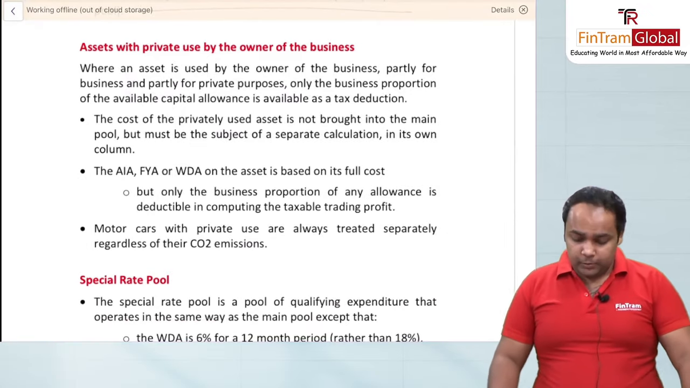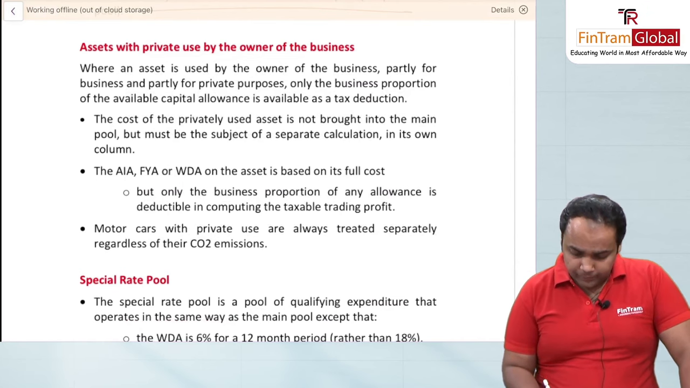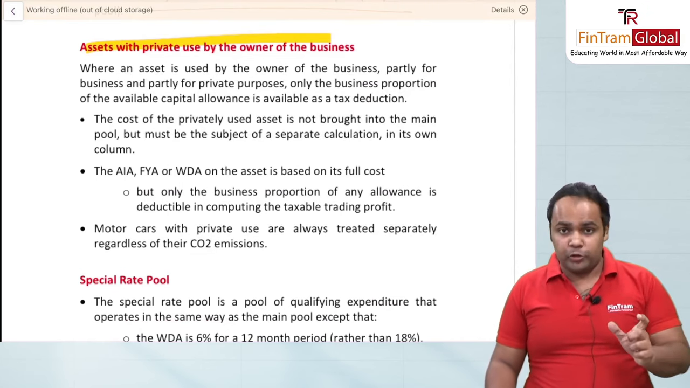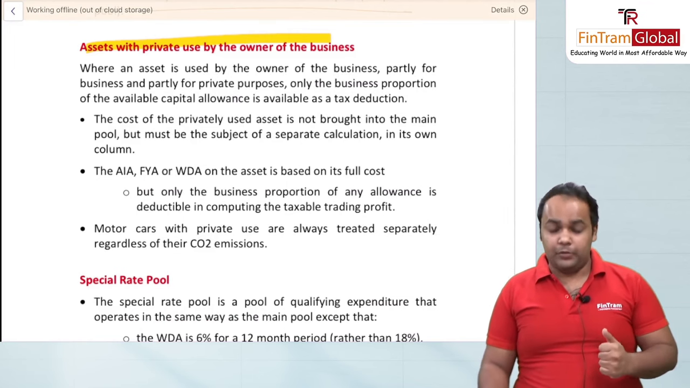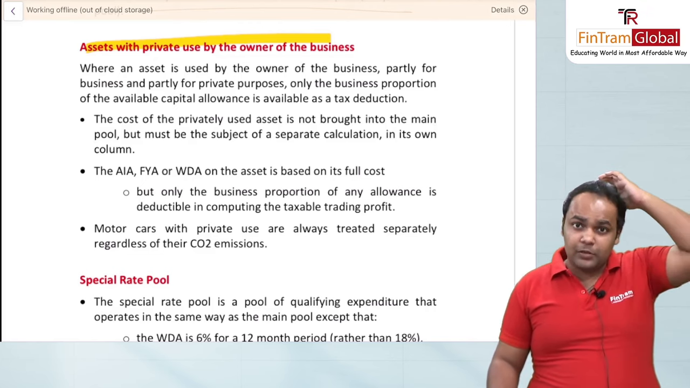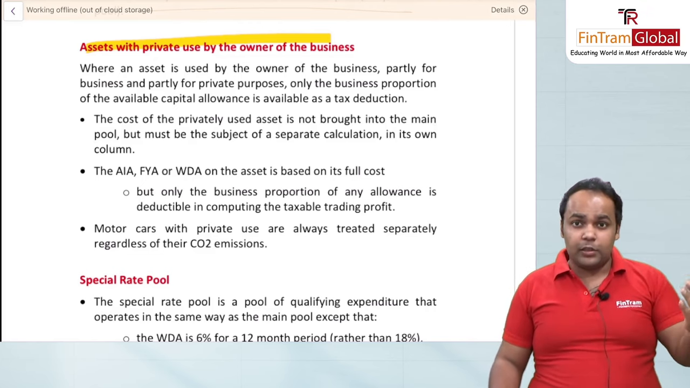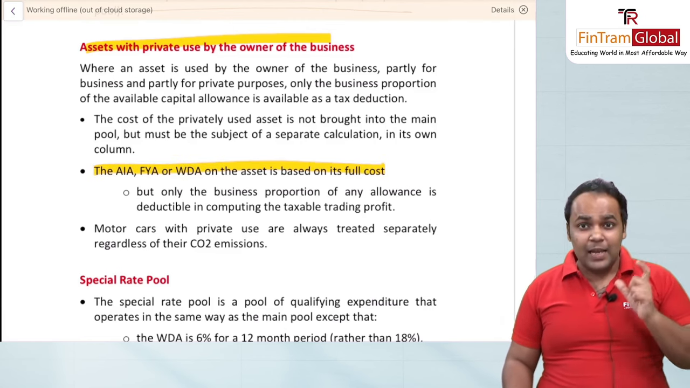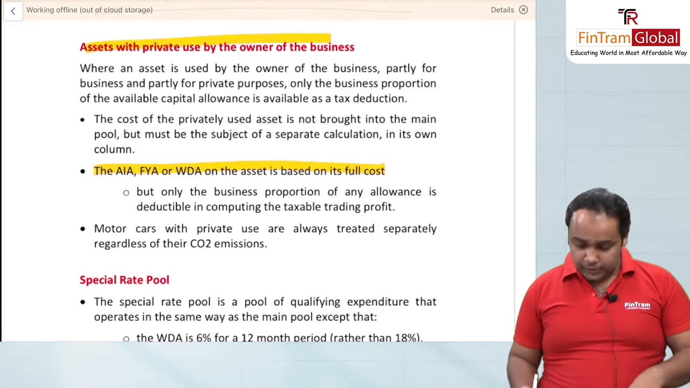Now, coming to assets with private use by the owner of the business, only the business proportion, guys, is available for capital allowances. Now, the different kinds of capital allowances, that is AIA or first year allowance or written down allowance, are calculated based on the full cost, but only the business proportion is actually used in the capital allowances deduction.